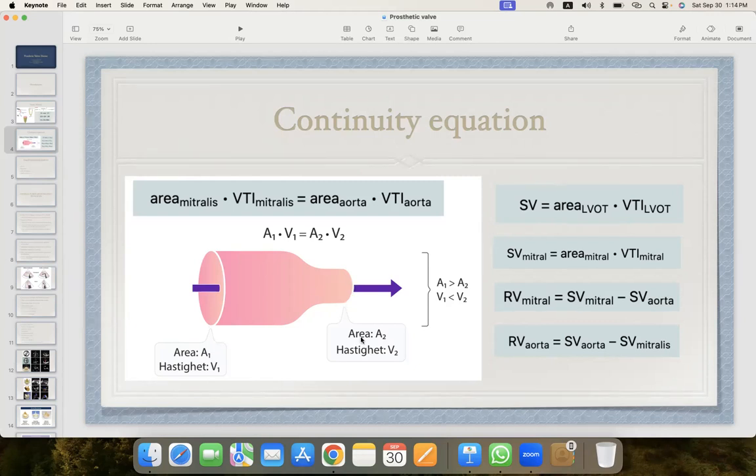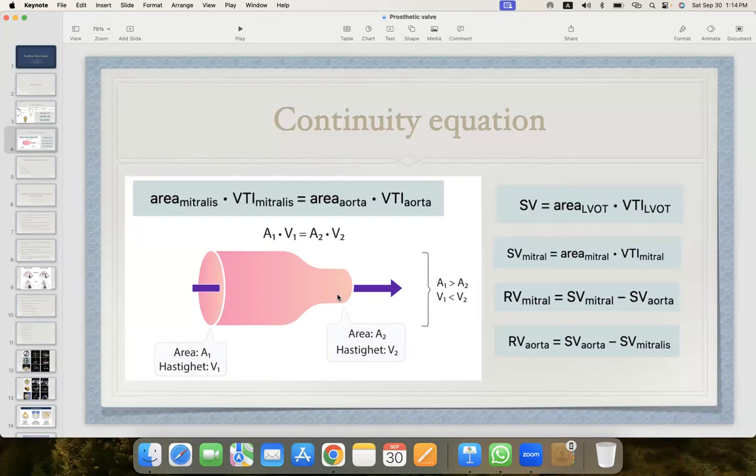This is very important because we're going to use it to determine, for example, the aortic valve area. We're going to use it to determine the mitral valve area and all other valves. So it's very important to know this. The other important thing we should touch on is that this equation can be used only if there is no regurgitation in one of these areas.